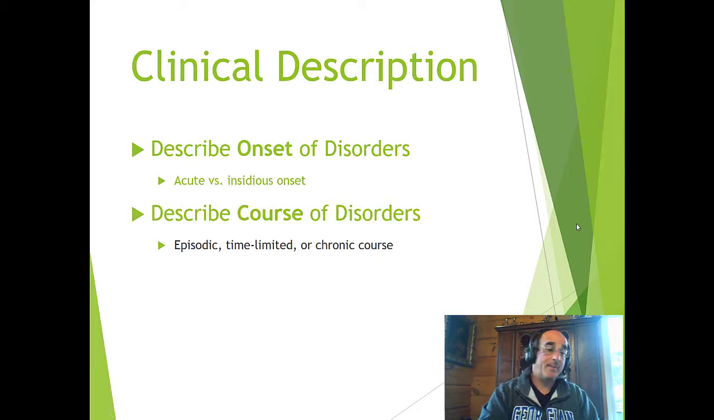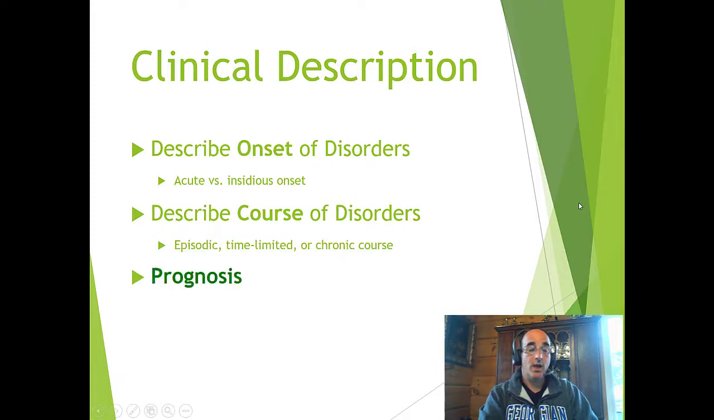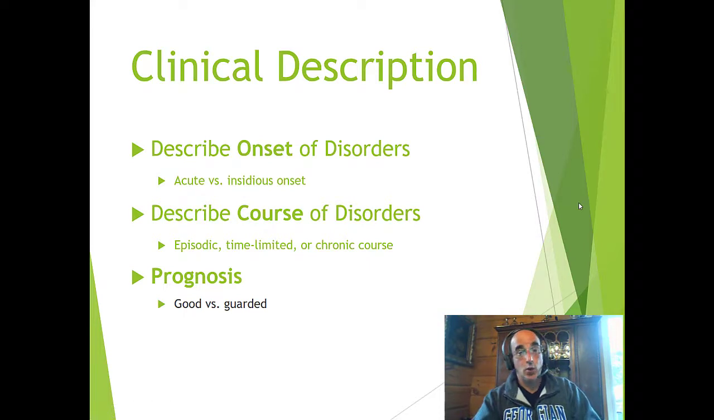We describe the course of disorders. So we look at the course from episodic, or a moment in time, time limited. Is it a short period of time, or is it chronic? Is it happening all over and in every part of an individual's life? We also look at prognosis, and we look at prognosis as being good, meaning that we can do work, whether it be through psychopharmacological processes or behavioral processes, that with that work and the understanding of what we know about a disorder, we have a good prognosis versus guarded, which means that it is certainly more complex and more severe and more challenging to treat.